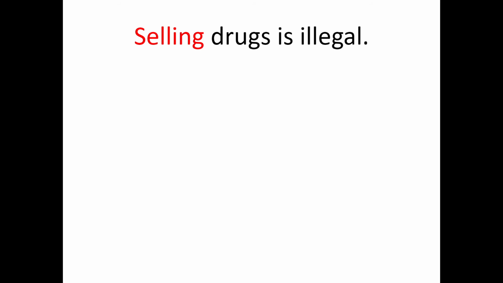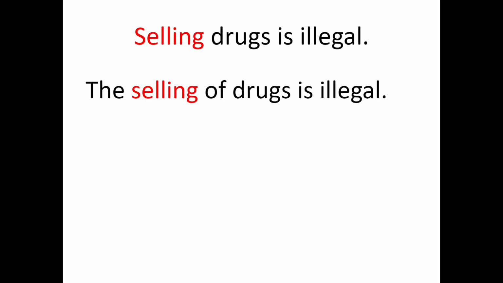The other thing about using a determiner, or at least when we use the definite article, the gerund can't have an object. So ordinarily, as we said before, gerunds can have objects. So selling drugs is illegal. This is a perfectly good English sentence.